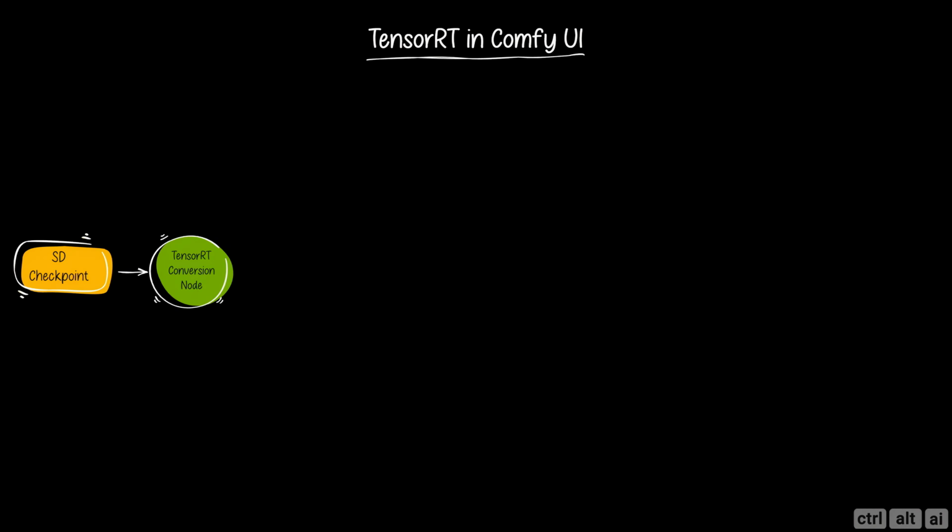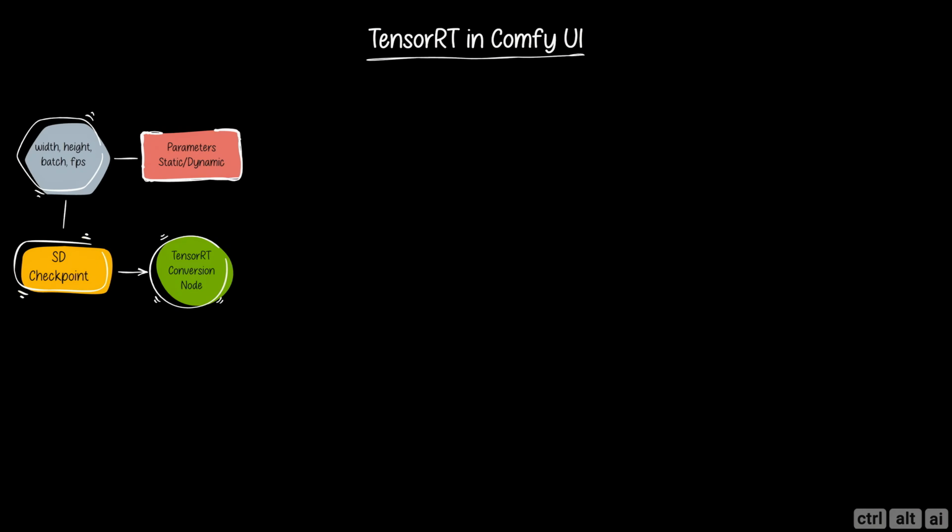First, it needs to understand the parameters. These parameters would include the width, height, batch size, and frames per second if you are doing video. This ensures the engine is defined to compute according to these parameters only. These parameters should also match your checkpoint. Now, you can define them as a fixed, static, absolute number or give them a range. So, the TensorRT node now has the model and defined parameters.